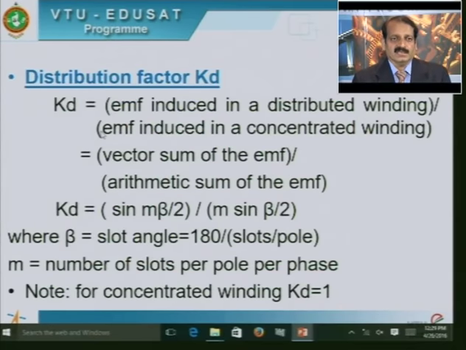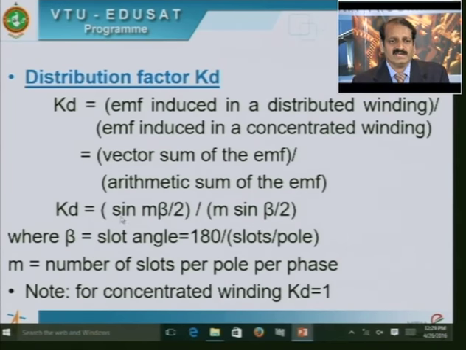So, let us see the distribution factor, and how exactly it is going to affect the total EMF. Distribution factor is defined as the ratio of EMF induced in a distributed winding to the EMF induced in a concentrated winding. It is also called the vector sum of EMF divided by the arithmetic sum of EMF. Let us not derive the relationship in detail, so we will directly take the formula for Kd.